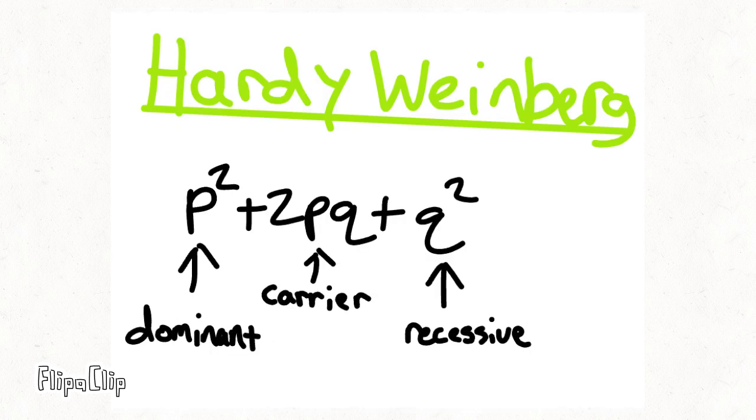To calculate the amount of people with DMD, we can use the Hardy-Weinberg equation. The equation is p squared plus 2pq plus q squared. Worldwide, 1 in 3,500 people have DMD. 99.971% of people do not have DMD, which is equal to p squared. That means that 99.971% of people do not carry the DMD gene.